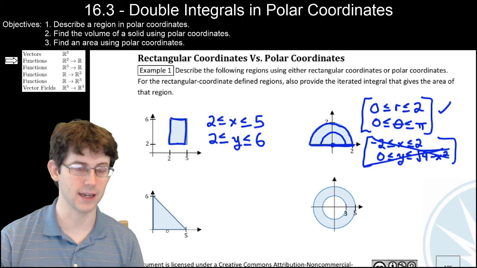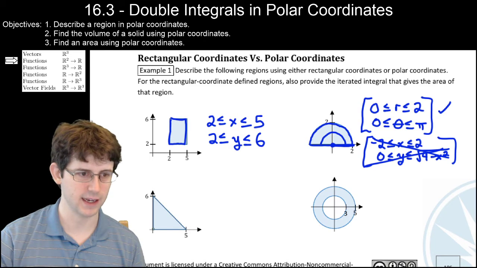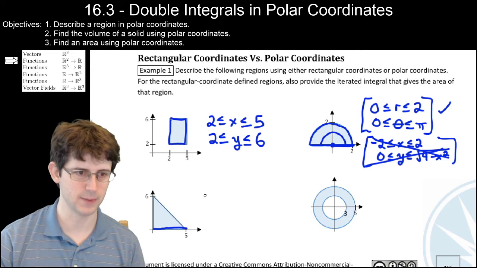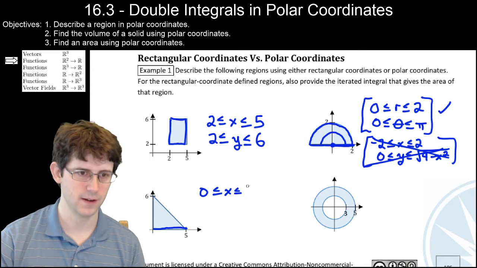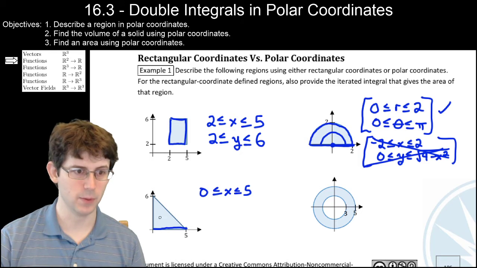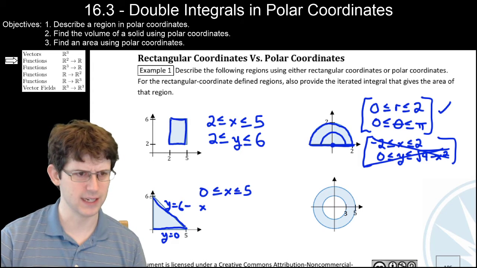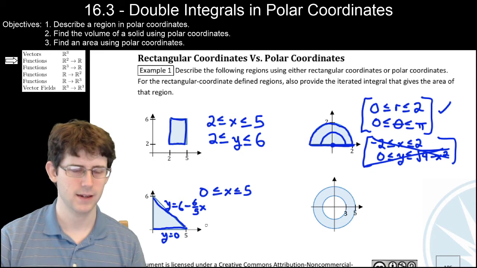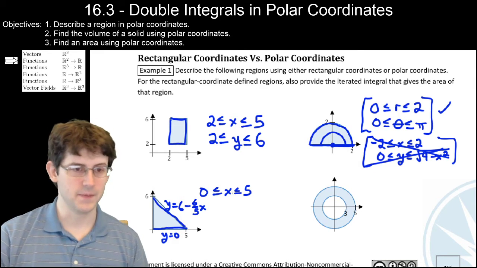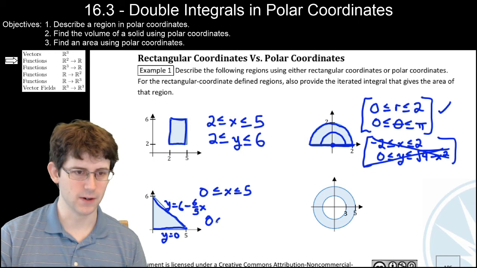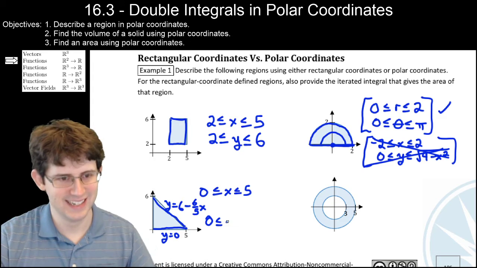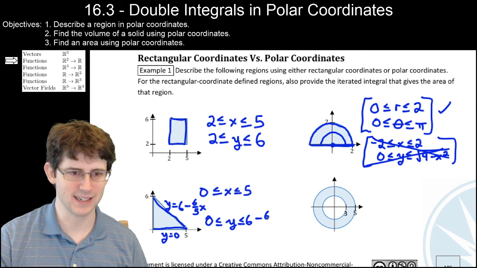Okay, what about this region? It's a triangle. Probably we should say that we'll just use x bounds first, that x goes from 0 to 5. And then the bottom and top will both be a function of x. This bottom is y equals 0. And this top is y equals 6 minus something x, some slope. I guess it goes down 6 every time it goes over 5. So 6 minus 6/5 x. It's just the equation of this line. So x goes from 0 to 5. y goes from 0 to 6 minus 6/5 x.